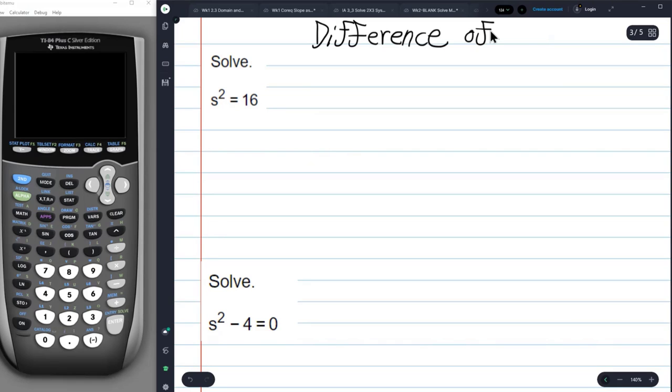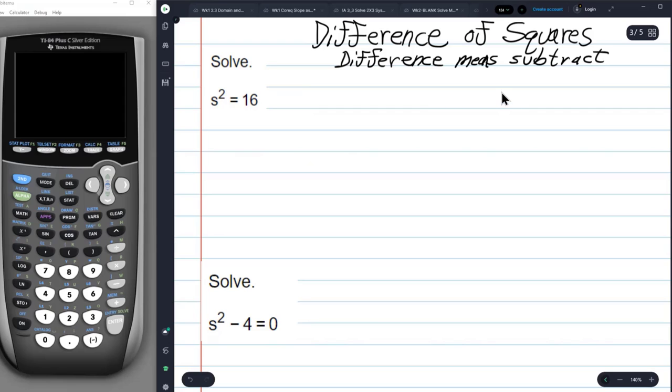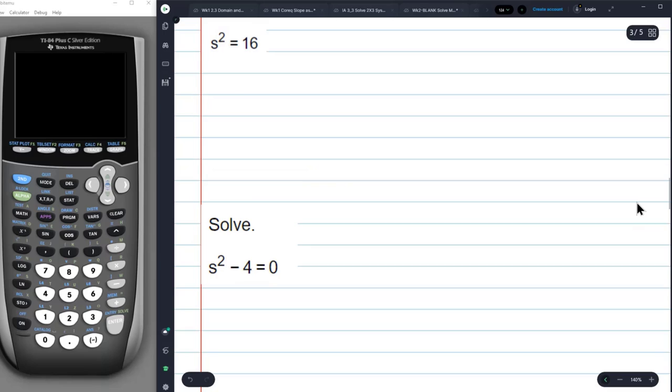Difference of squares. Now, difference means subtract in math. So, how come I don't have a minus sign there? Well, I haven't subtracted yet. These are equations. I have to use the zero principle. So I'm going to subtract 16 and subtract 16 from both sides of the equation.